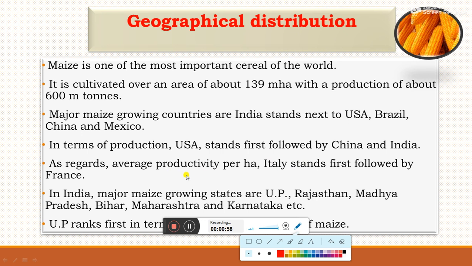As regards average productivity per hectare, Italy stands first in case of maize, followed by France. In India, the major maize growing states are Uttar Pradesh, Rajasthan, Madhya Pradesh, then Bihar, Maharashtra, and Karnataka. Among the states, UP ranks first in terms of area and production of maize. This is the geographical distribution.